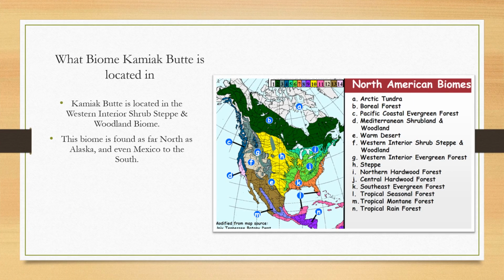Kamiak Butte is located in the North America Western Interior Shrublands and Woodlands biome. This biome can be found in Alaska and Mexico. The main characteristics of this biome are the scattered shrubland areas along with the forested areas. Although it is similar to the western interior evergreen forests, those forests do not occur in areas where there are vast deserts.